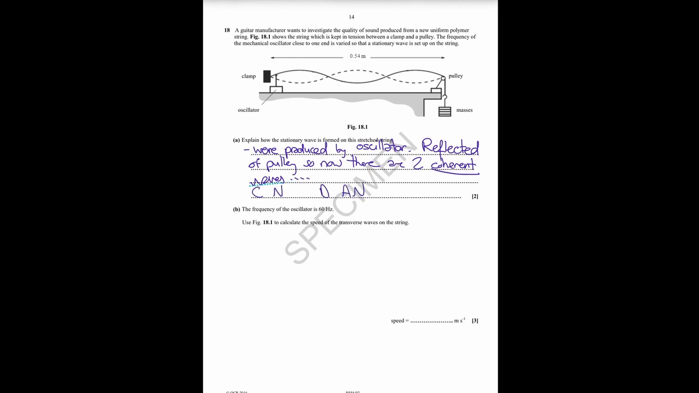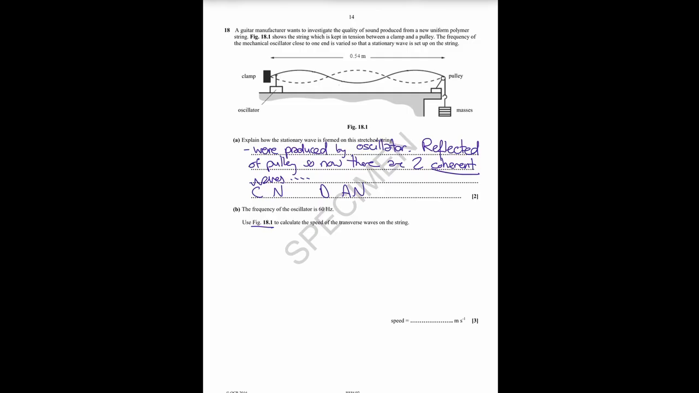That'll be fine. Okay, so for the next one, the frequency of the oscillator is 60 hertz. Use figure 18.1 to calculate the speed of the transverse waves. So again, they've said that. They didn't really have to say that because I should know for myself that if there's a diagram with numbers and stuff on there, I need to make sure that I'm using it. So how can I get this one right?